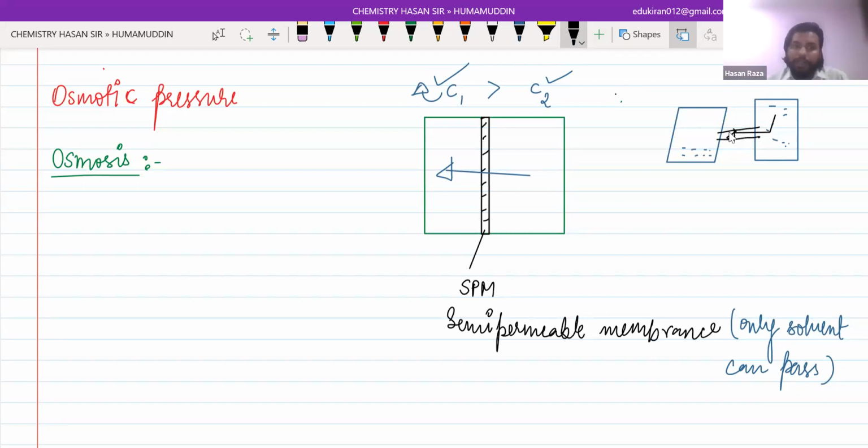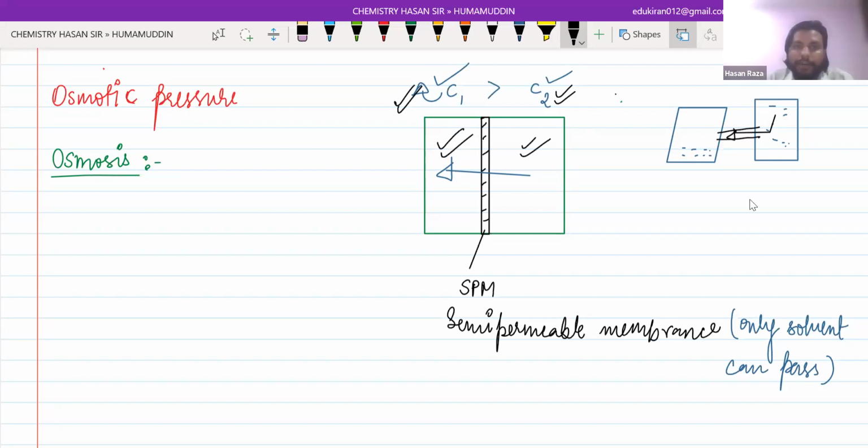What I want to tell you is that if concentration is more, that means solute particles are more. If solute particles are more, that means solvent particles are lower here, very low. And if here the concentration is low, that means solute particles are low and solvent particles are more. As you can see, the high potential will be here and the low potential will be here. And that's why the solvent starts moving from right to left.